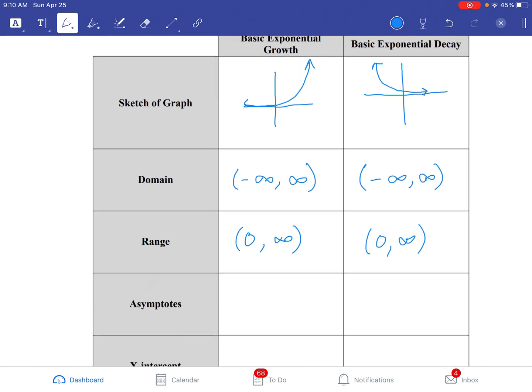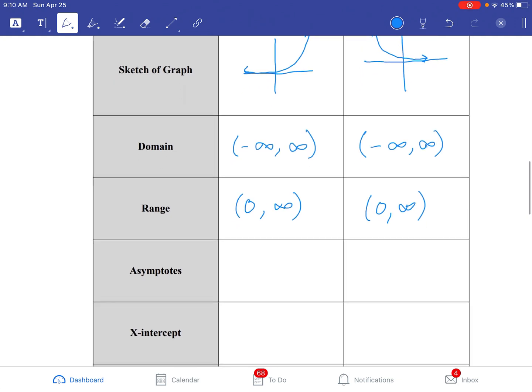Asymptotes. Well, we just talked about this with the range value. Our graphs for both growth and decay are never going to actually touch the x-axis, which technically makes it like an asymptote. It'll get really, really close to the x-axis, but it won't actually touch it. So we use that x-axis as an asymptote. So that's going to be y equals 0. Okay, so you think about it, y equals 0 is a horizontal line on the x-axis. It's kind of like a barrier that the graph won't cross.